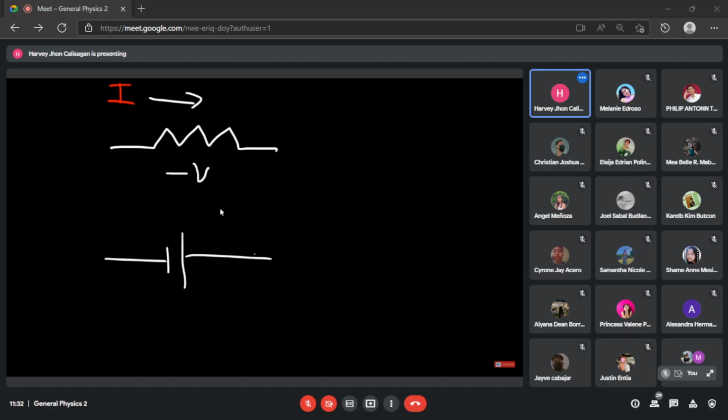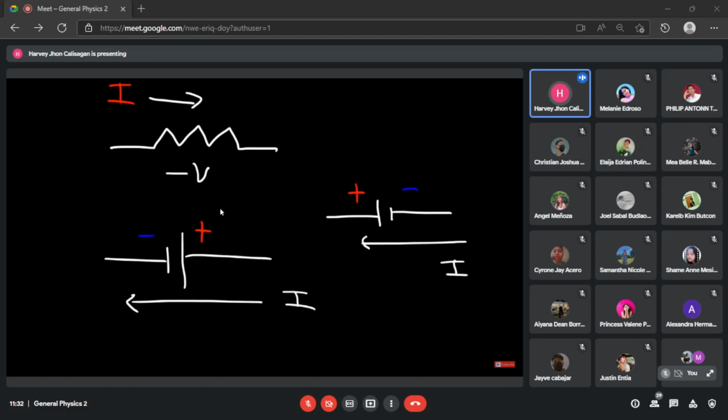Now once we have a battery that's listed this way, and there's a current flowing in this direction, is this battery increasing the energy of the charges or decreasing the energy of the charges? And compare it to this situation. What if we reverse the polarity, and the current is still flowing in the same direction? Which one should we assign a positive voltage and which one a negative voltage?